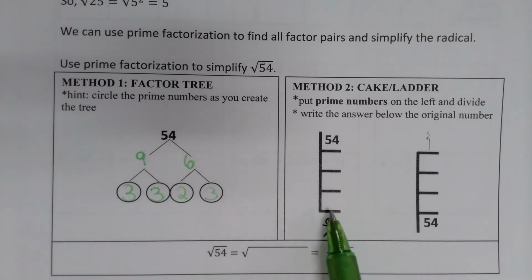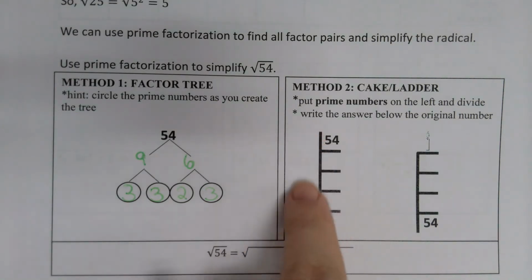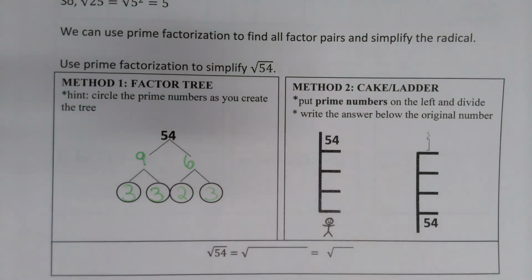Now we're going to do the same thing. We're going to end up with the same numbers, but we're going to use a different method called the cake or the ladder method. And with this method, one of the downfalls is that you can only take out prime numbers when you're doing your cake or your ladder. But one of the benefits is that you can use your prime factorization chart to quickly find what numbers to check. And all of your prime numbers will be lined up. You don't have to go searching for them or remember to circle if it's prime.